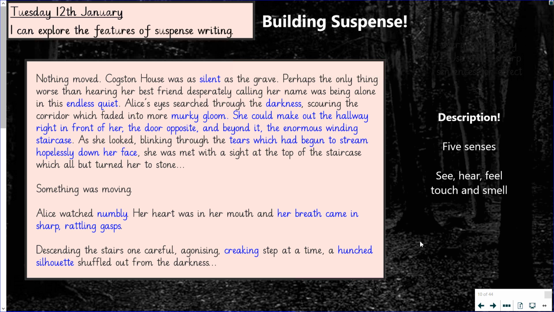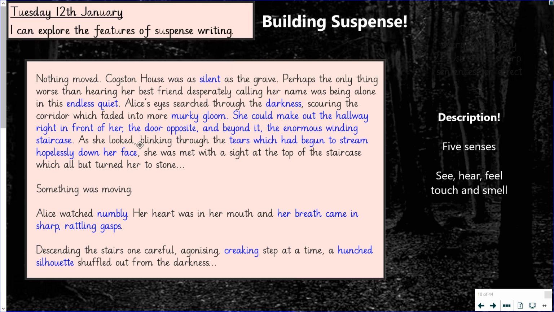Looking at this one here, it says Coston House was as silent as the grave. So that's to do with what you can hear. It's clear there's not a noise to be heard, and it refers to that later on as well. It says, in this endless quiet. So again, there's no noise here. Alice's eyes searched through the darkness, so it's telling us what we can see, and which faded into a more murky gloom. So there are description adjectives used there to describe the setting.